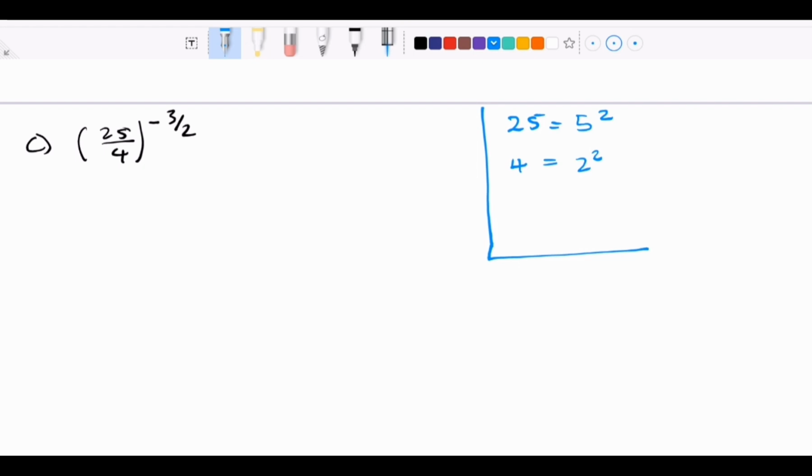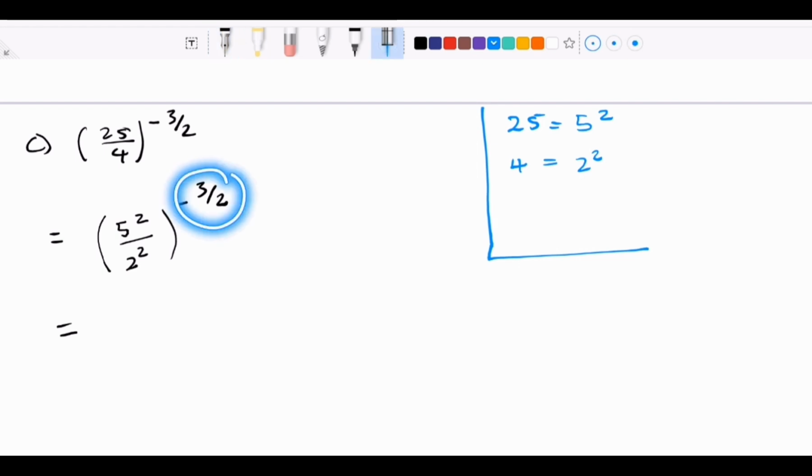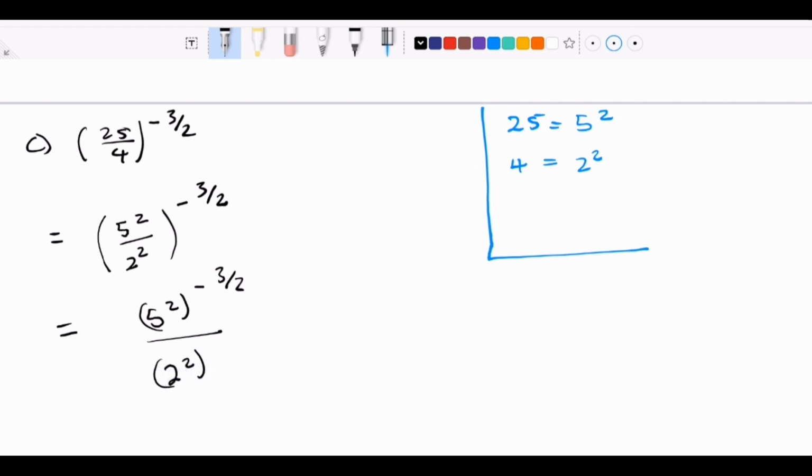And so by so doing, we can again convert our fraction. We would now be writing 5 to the power of 2 over 2 to the power of 2, and then everything raised to the power negative 3 over 2. You get it? Okay, the standard procedure is now to distribute the outside exponent over there. Okay, so let's do that. We get 5 squared raised to the power negative 3 over 2, all over 2 squared, all that to the power of negative 3 over 2.